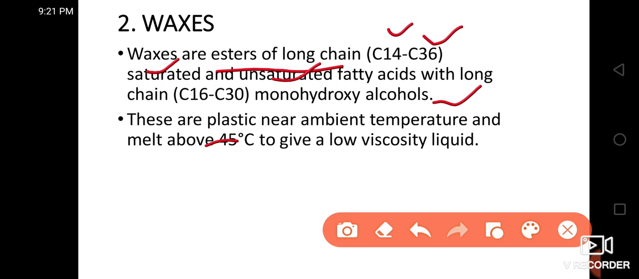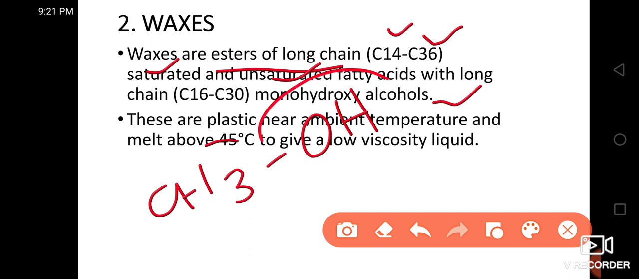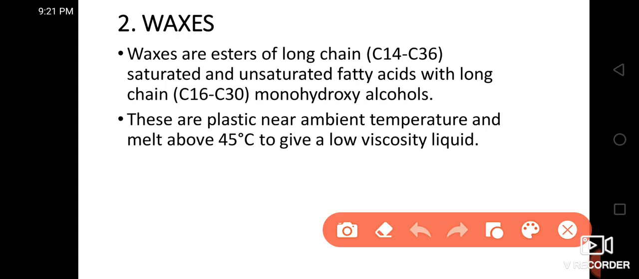So one thing you have to remember, they have high molecular weight monohydric alcohol. Monohydric alcohols mean alcohols containing only one OH group. For example, methyl alcohol, ethyl alcohol have only one hydroxy group in them, not two hydroxy groups. The example of a two hydroxy alcohol is this, which I am going to draw.